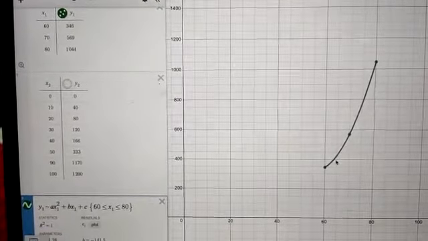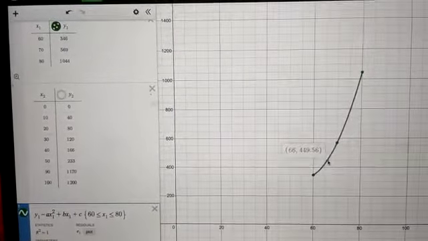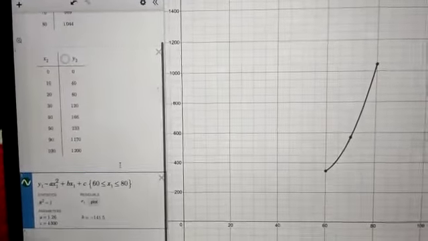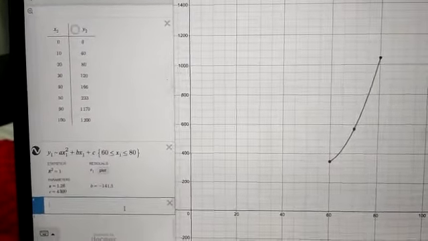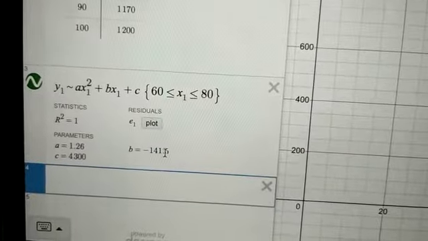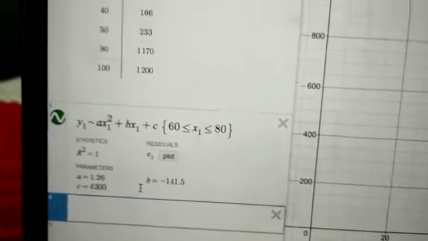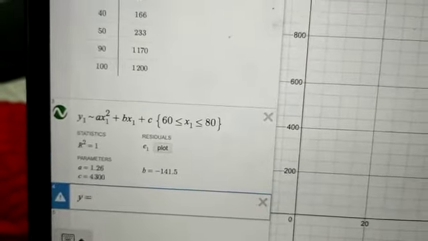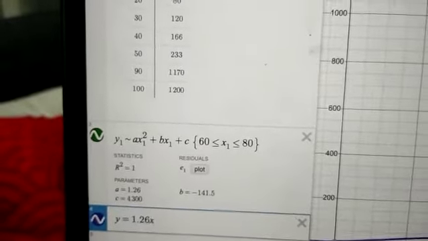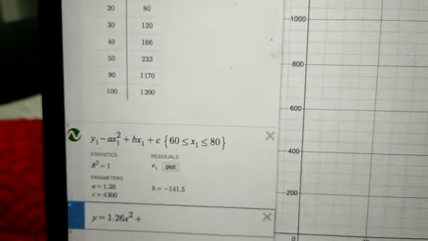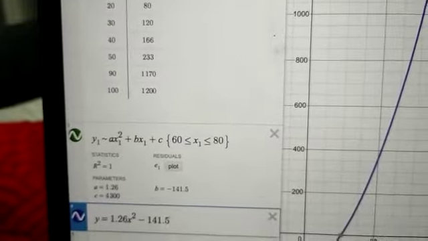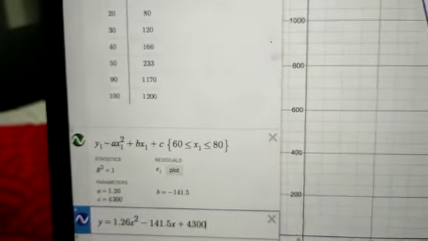If we can find the gradient of this curve at any point, by differentiation, we can find out the speed of the motorist. What you do next is, as you can see, our values for a, b, and c are 1.26, negative 141.5, and 4300. So I'll type the equation out. y equals 1.26x squared minus 141.5x plus 4300. Correct?